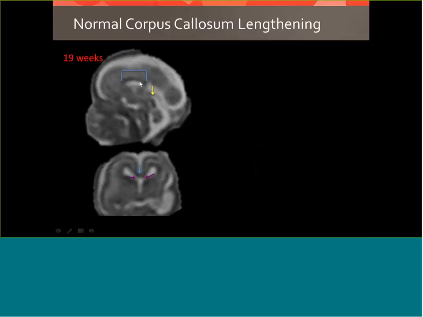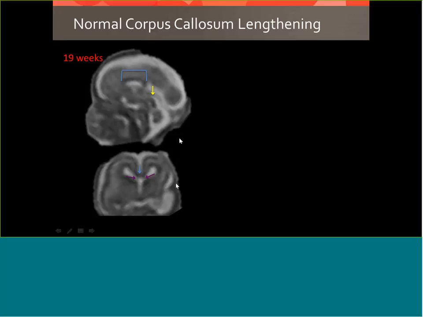And you can see that components of the corpus callosum are present throughout, but the splenium typically in the mature brain would overlie the midtectal plate. We can see it looks a little shortened, but that's normal at 19 weeks because it's still growing to 23, 24 weeks.